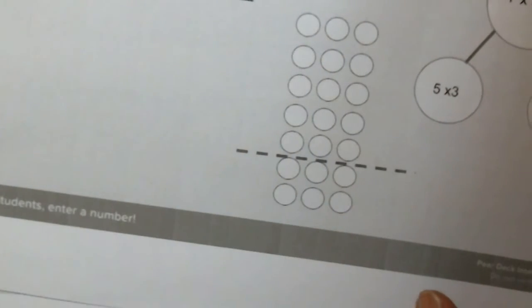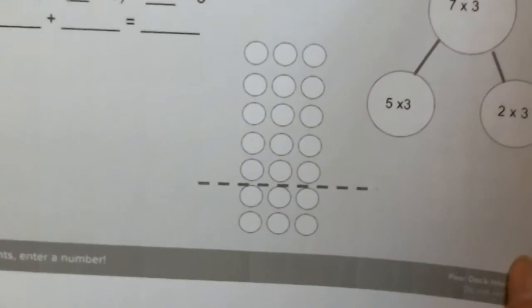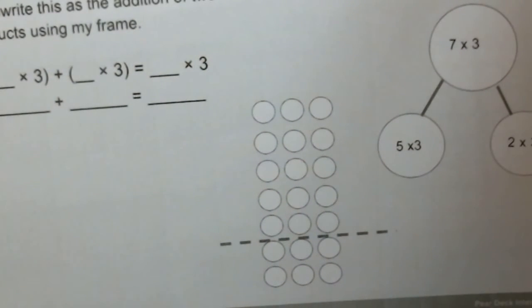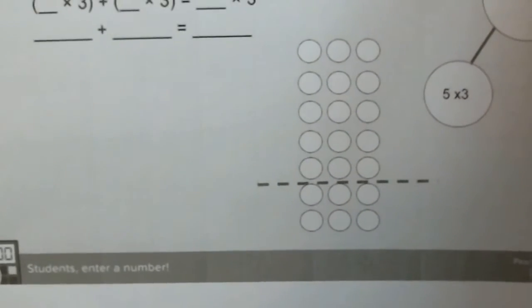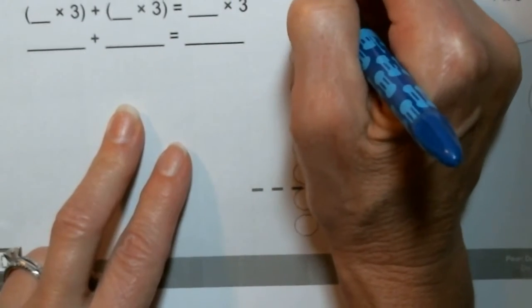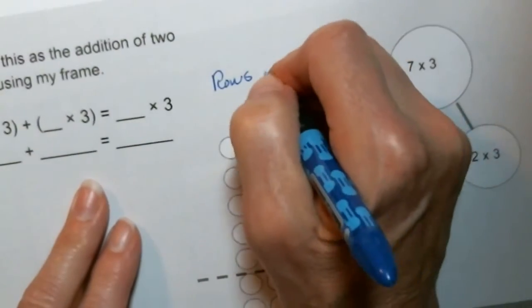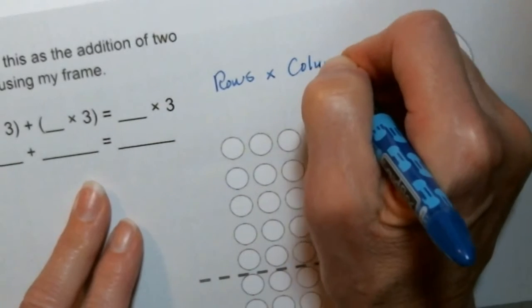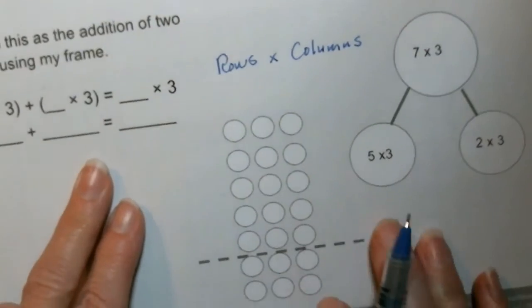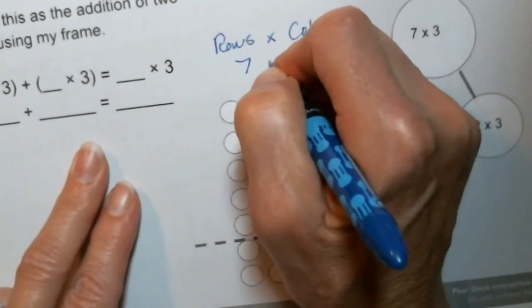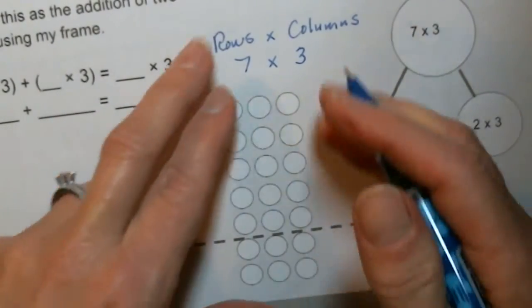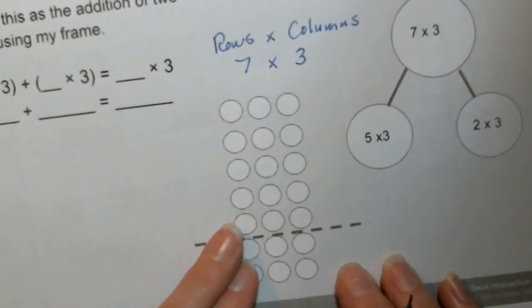Okay, so let's look at something else we did. Then we talked about how to write equations that represent these number bonds and break aparts. So this one, let's talk about again rows times columns. Rows, 1, 2, 3, 4, 5, 6, 7. 7 rows, 1, 2, 3 columns. So the whole array is 7 times 3.